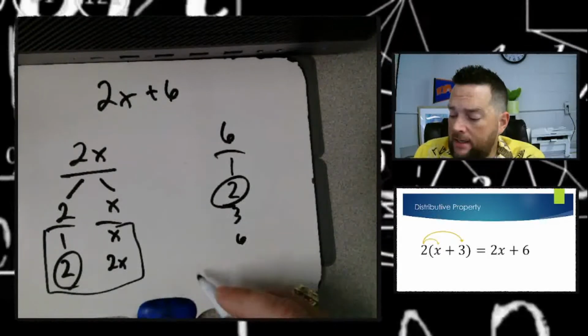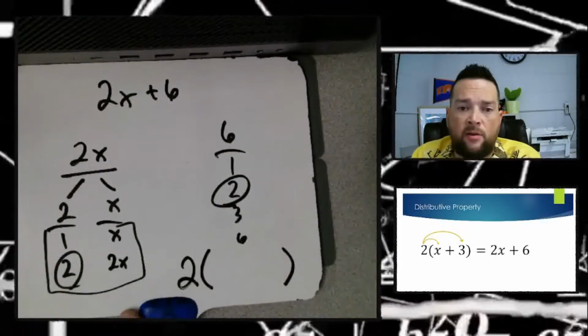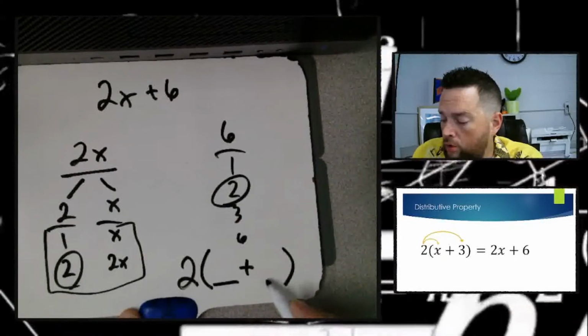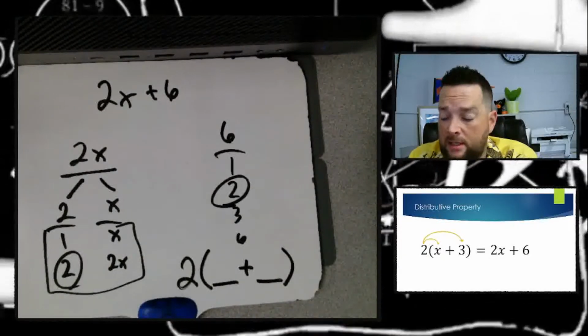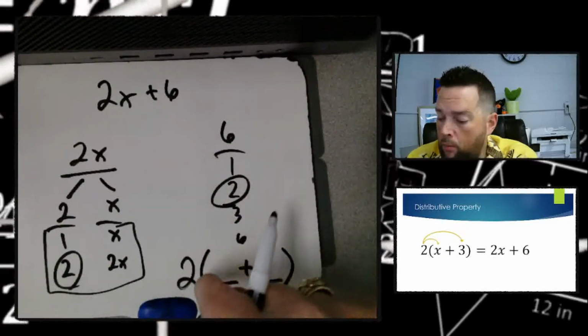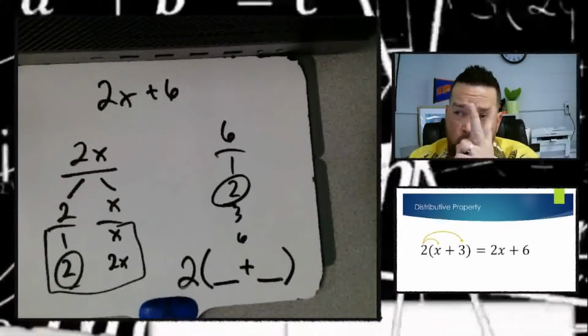Then you're going to take that greatest common factor and put it on the outside of a parentheses with the plus sign inside and 2 spaces on either side of the plus sign, just like that. So we took that greatest common factor and we put it right there on the outside of a parentheses, just like that. That was step 2.